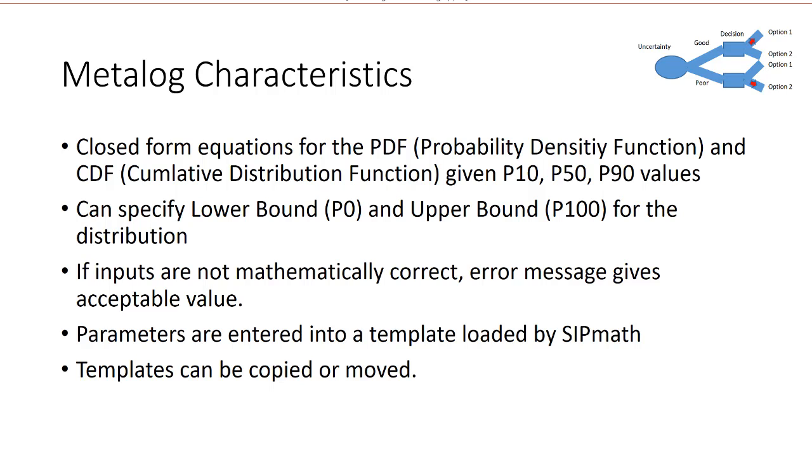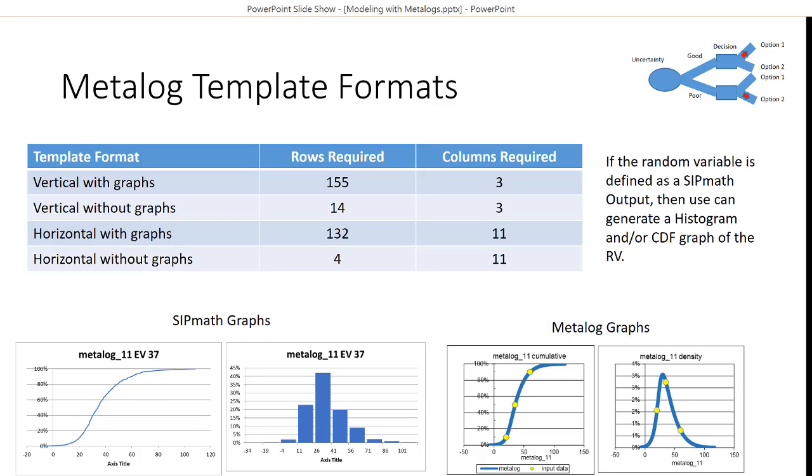Unlike a lot of the other random variables in SIPMath, this particular random variable requires a template, and that template is loaded by SIPMath. The templates can be copied or moved. The Metalog template can be formatted in several different ways. First of all, they can have a vertical format with and without graphs, and a horizontal with and without graphs. The number of rows required and the columns required is shown in the table. You can see that if you ask for graphs, it adds considerably more rows to the template.